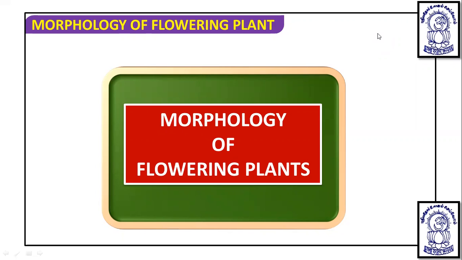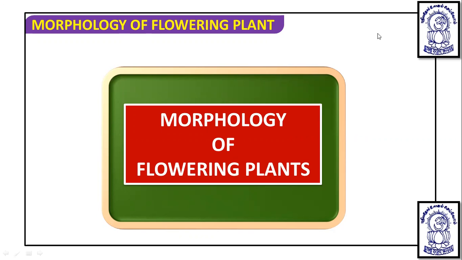Dear students, we are in a continuation of the chapter Morphology of Flowering Plant. In some of the previous classes, we have completed the vegetative parts of the angiosperm, that is root, stem, and leaf in detail. Apart from that, we have also dealt with inflorescence, that is the arrangement of flowers on the floral axis and its types in detail.